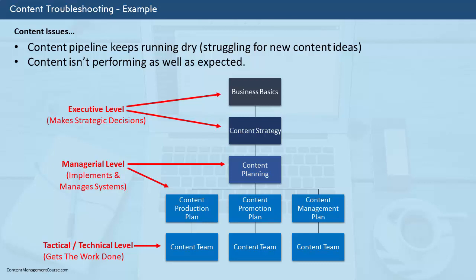So we'll use our simple content troubleshooting model and map our chart of decision-making levels on top of it. As I mentioned earlier, this is a top-down approach. So we'll start at the top by making sure that our basic business principles are in place.